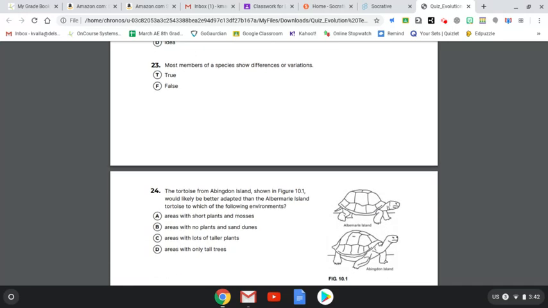Number 23. Most members of a species show differences or variations. Is that true or false?